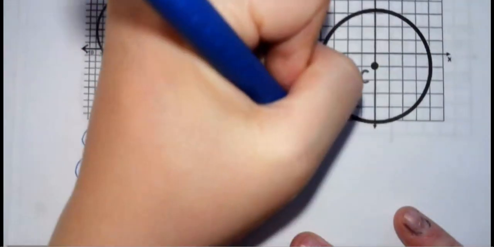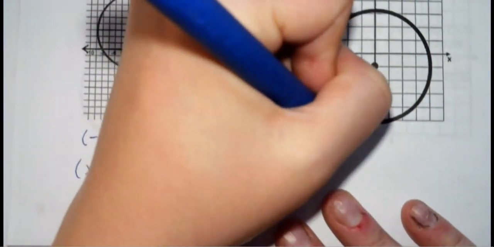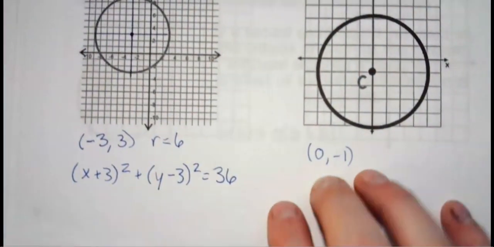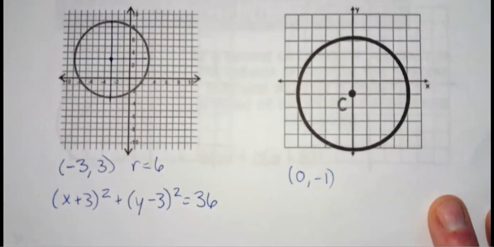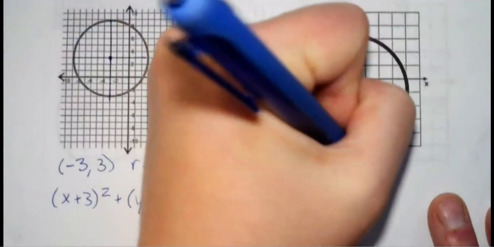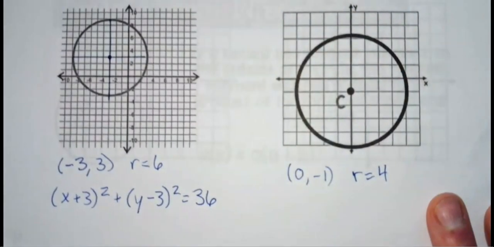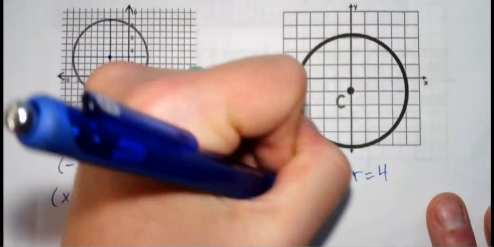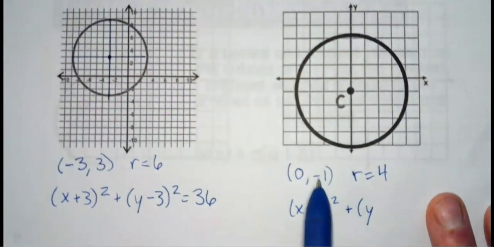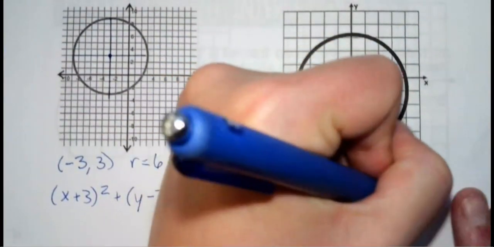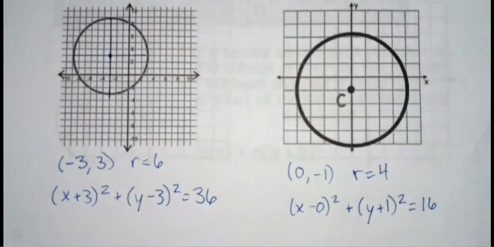And then this one, the center is 0, -1. Also, things that people mess up, they forget and accidentally switch the x and the y value, and put -1, 0 here, even though it's clearly 0, -1. Because we haven't done a lot of coordinate plane stuff this year, when we do, there's that adjustment of not putting the wrong answer in. So x minus 0 squared plus y plus 1, change that sign, plus 1 squared equals 16.